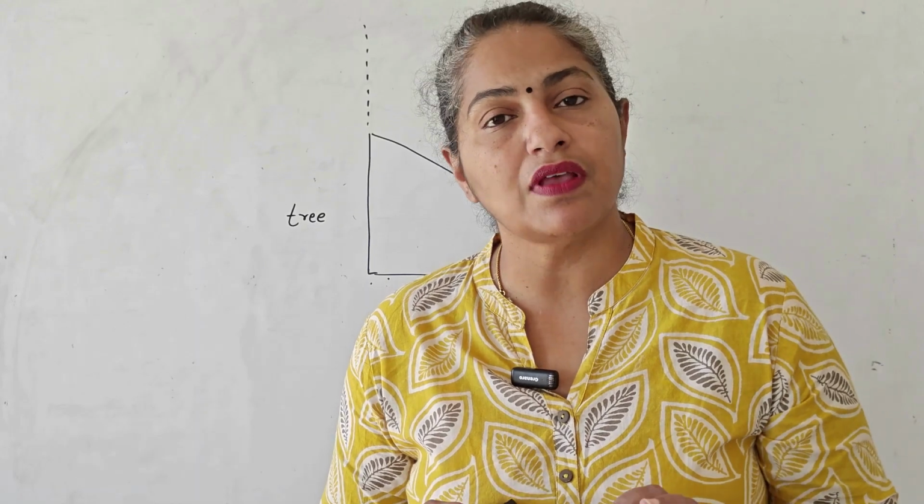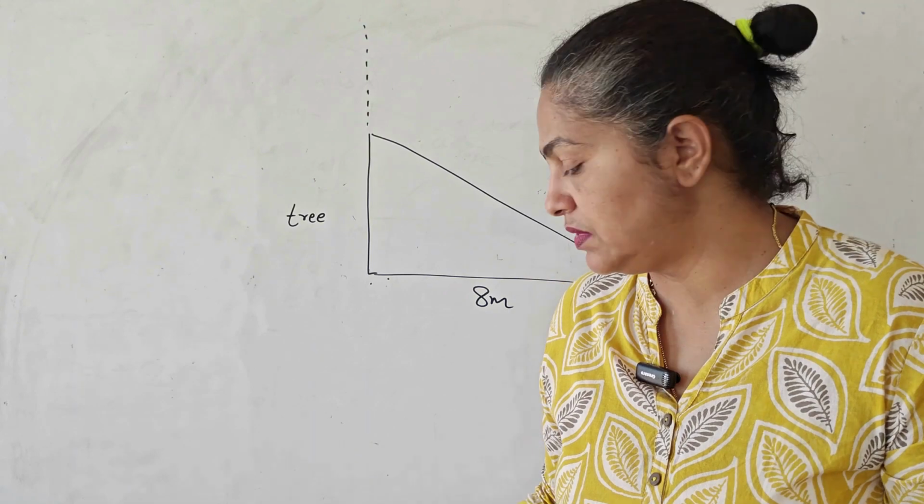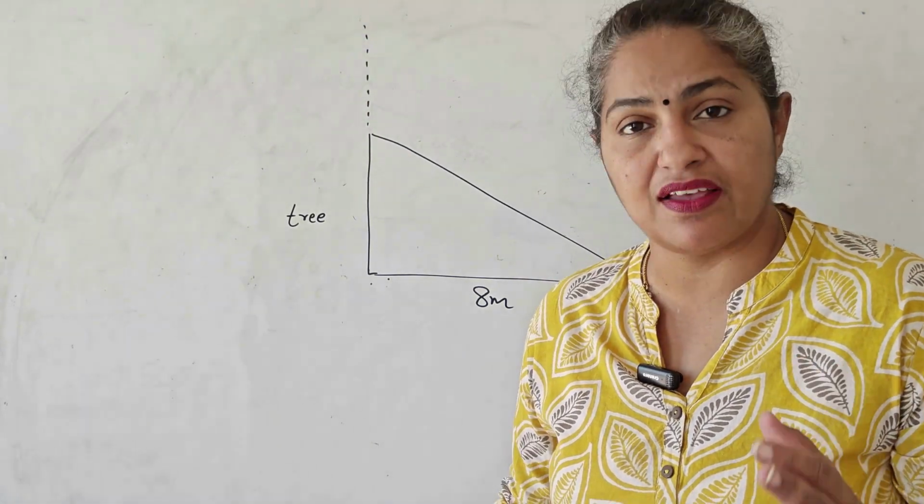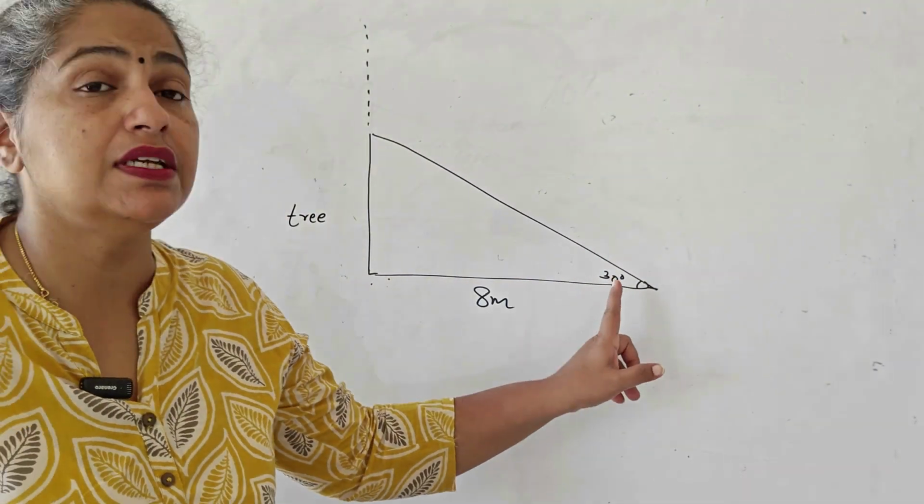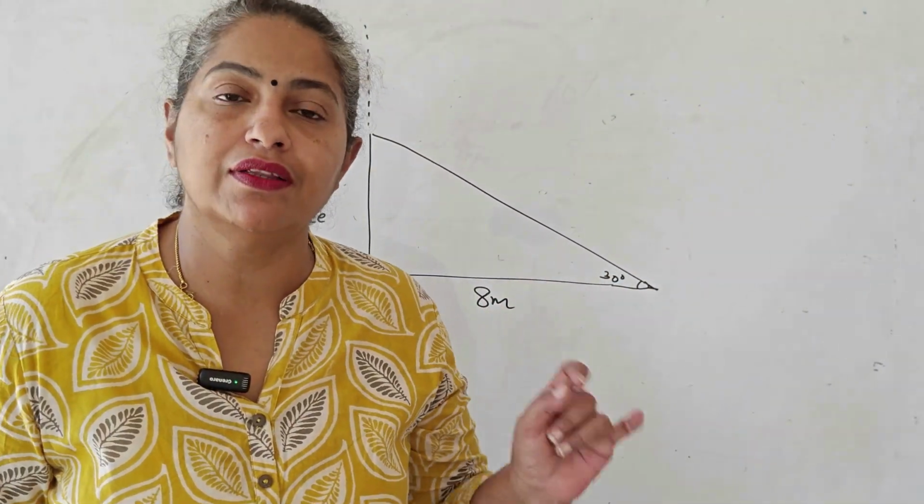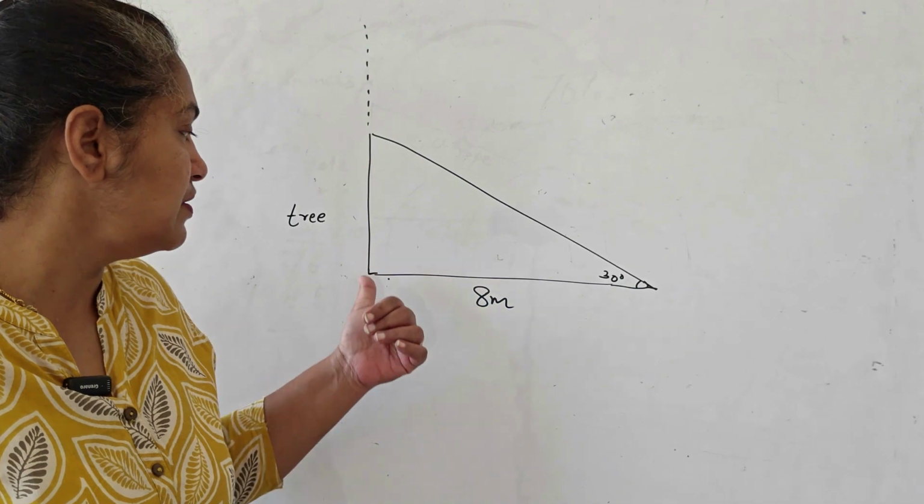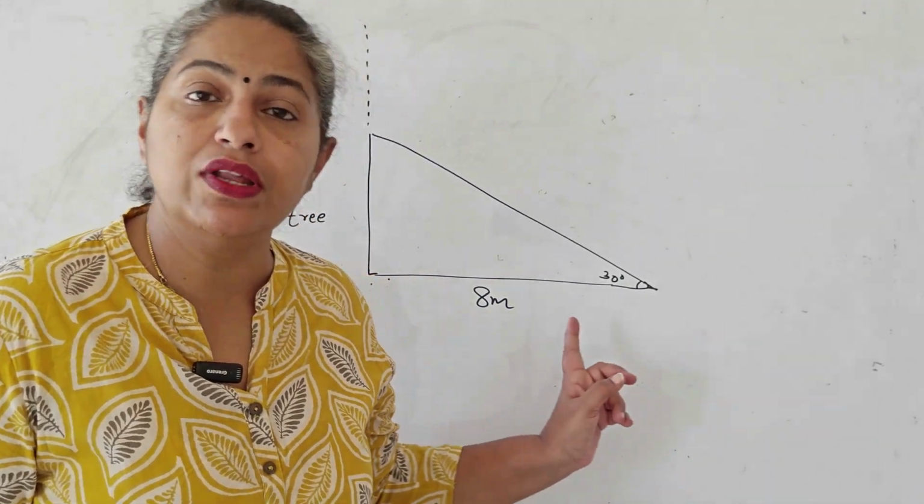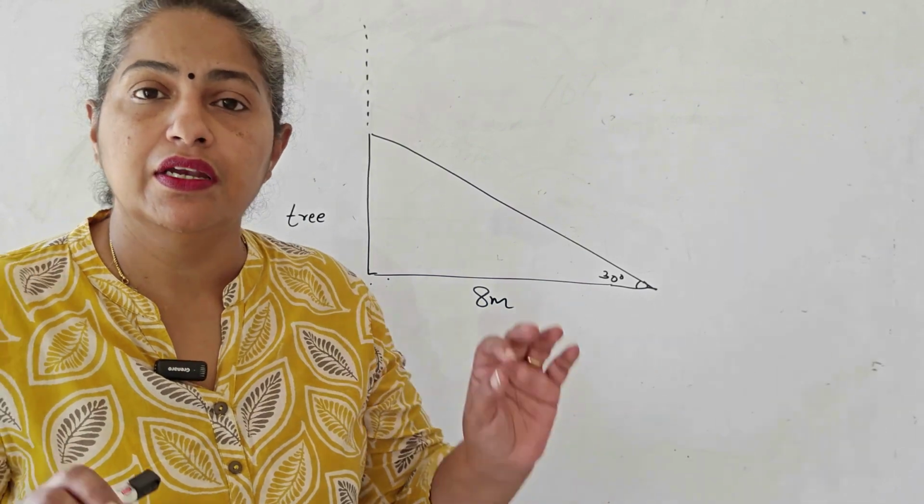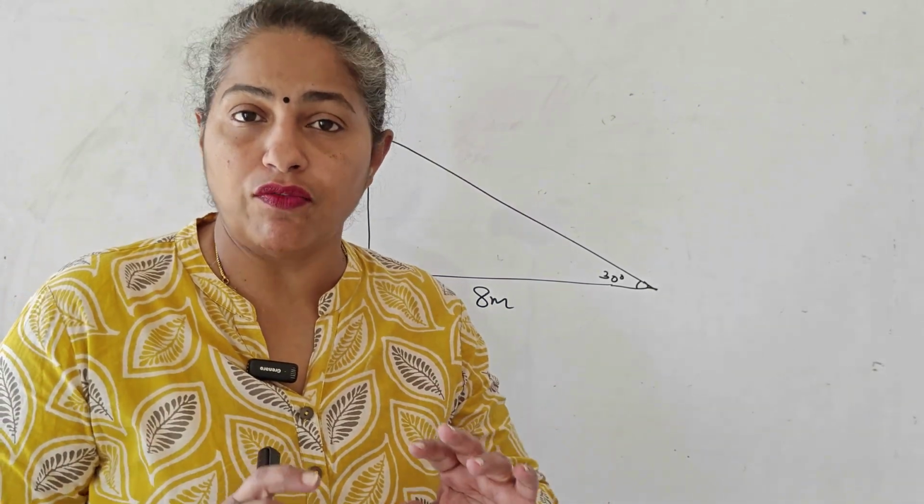The second sum is about a tree. Now, there is a tree whose branch has been broken and the broken part makes an angle of 30 degrees with the ground. We need to find the height of the tree. It is given that the distance from the base of the tree to the part where it touches the ground is 8 meters. Fine. Now, what is the height of our original tree?